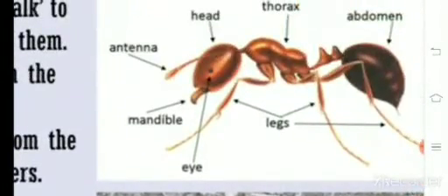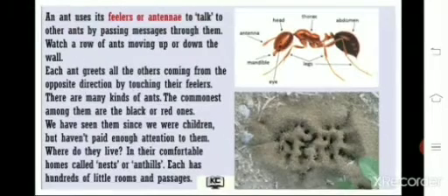Look at the parts of the ant. The first thing is antenna. Let me say the parts: antenna, head, thorax, abdomen, legs, mandible, eye. Now look at the first line: An ant uses its feelers or antenna to talk to other ants by passing messages through them.